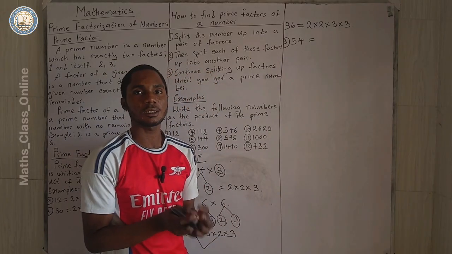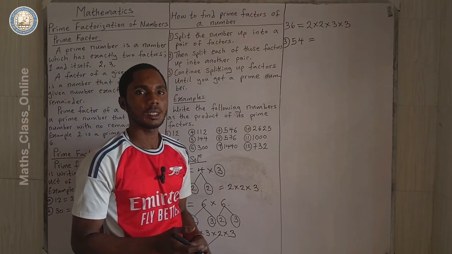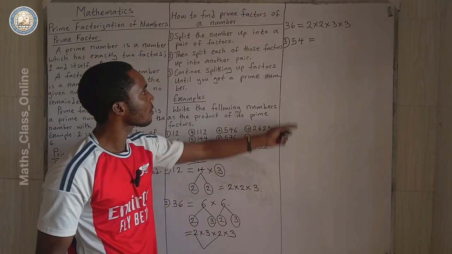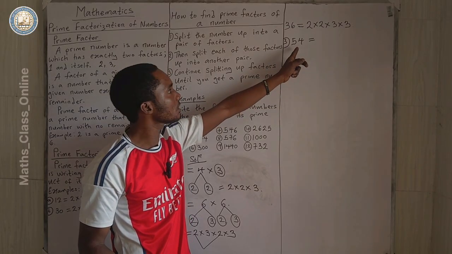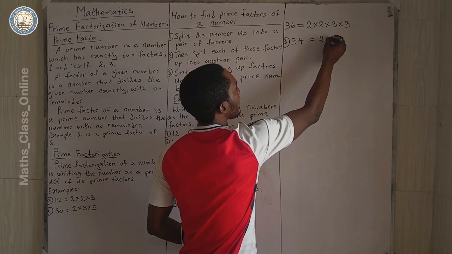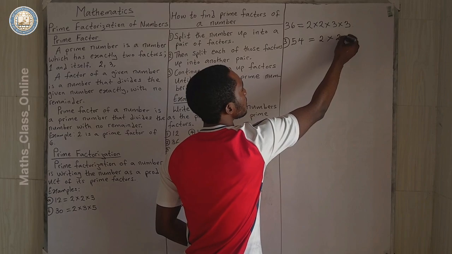Think of two numbers that if you multiply them together, we are going to get 54. In our last class, we discussed the test of divisibility. Can this number be divided by 2? Yes, because the last digit here is 4. That means 2 times 54 divided by 2, that will give us 27.